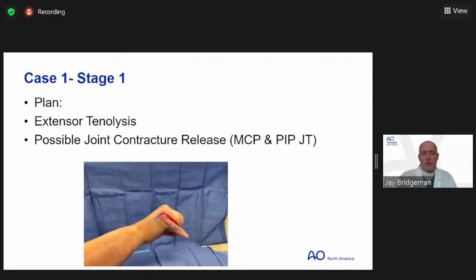So let's apply that to my patient. So this lady, she had a stiff finger. I could not get the MCP flexed. I could not get the PIP flexed. In my treatment plan, I was considering extensor tenolysis through a dorsal approach. And if the tenolysis alone doesn't gain me the motion that I need, then what we're going to do is joint contracture releases, which I performed at the MCP and the PIP level.